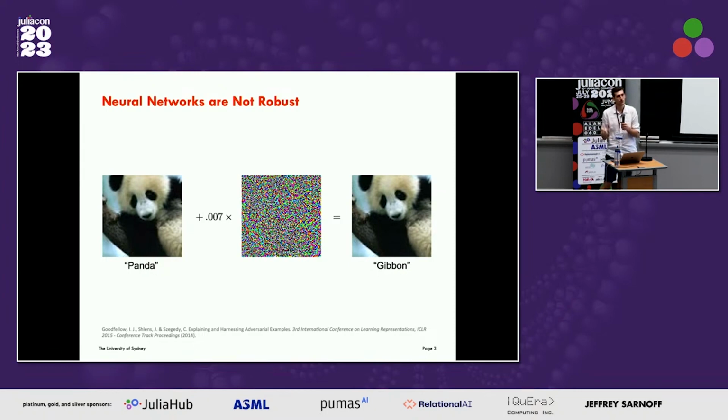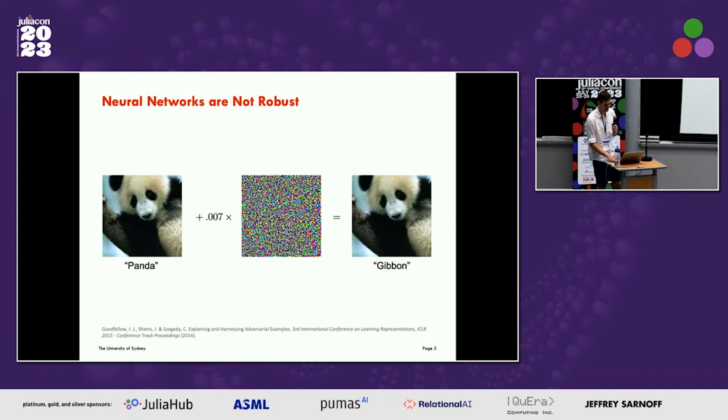But the problem with these neural networks is that they're very brittle. They're very sensitive to changes to the inputs that can completely destroy the outputs. In this case, we add just little bits of noise to the image. And in fact, on the right-hand side, you can barely see with the human eye that the image is perturbed, and yet that tricks the classifier into thinking it's a gibbon. So it's completely changed the classification just with small tweaks to the inputs.